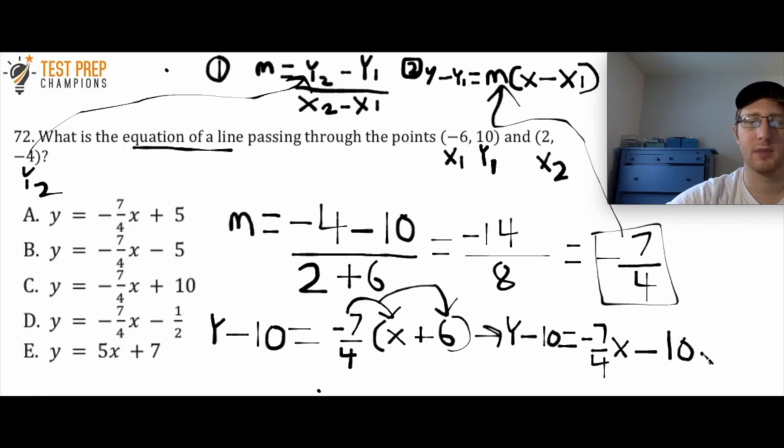Okay, so the last step here would be to take this y minus 10, and I want to add 10 to both sides of my equation. If I do -10.5 plus 10, I'm going to be left with 0.5, which is equal to half. So the right answer is going to be D. All right, so after all of this, we get D as our correct answer here.